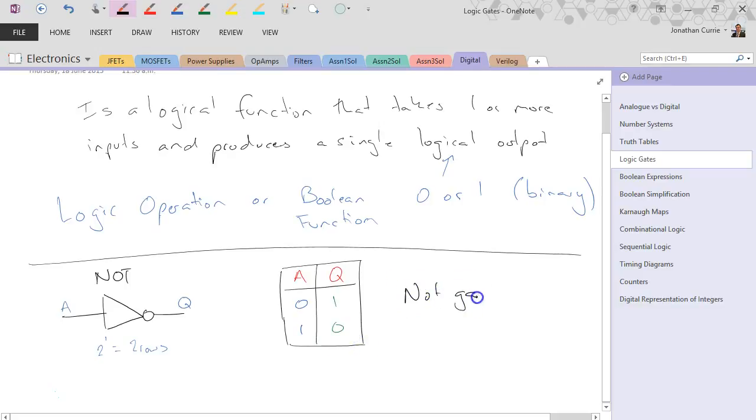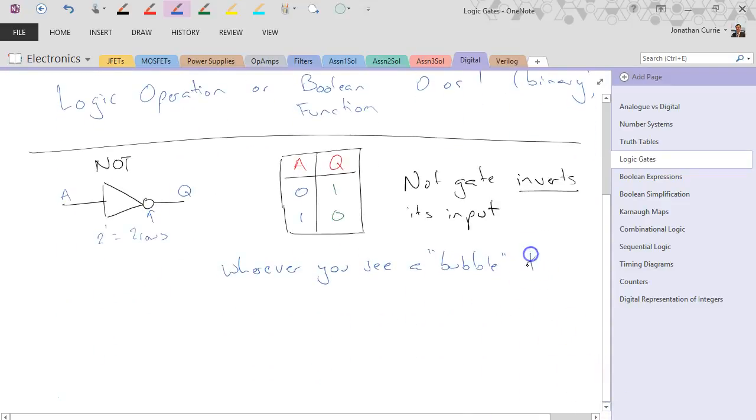A NOT gate inverts its input. And the easiest way to remember that is this little bubble. Wherever you see a bubble, as it's known, that is a NOT/invert operation. So a NOT gate is purely used for inverting a signal. If this was 5 volts coming in here, it would be 0 volts coming out here. 0 volts coming in here would be 5 volts, or whatever the voltage level is, coming out again.